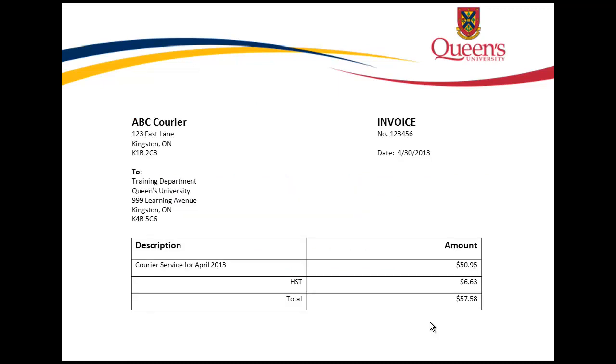For this demonstration, let's set the stage for a typical payment scenario. You have received an invoice from a local courier company with whom your department does business on a regular basis. To initiate payment for the invoice, you will prepare a check requisition form, attach the original invoice, and forward the form to Financial Services for processing.